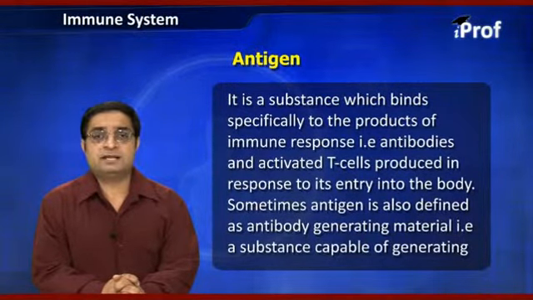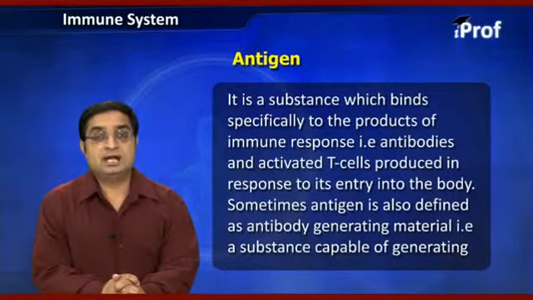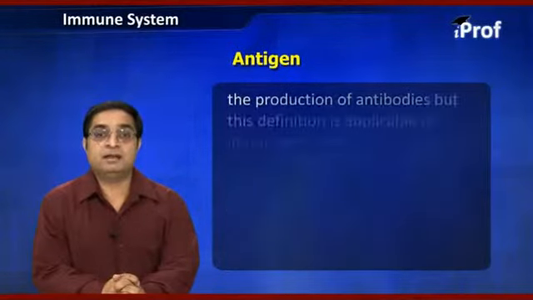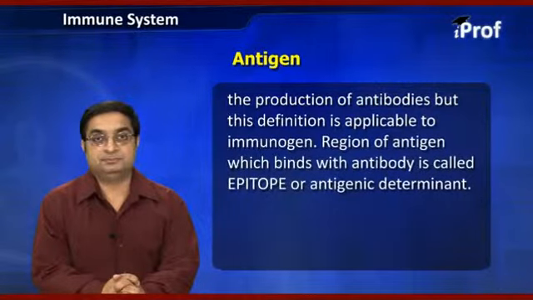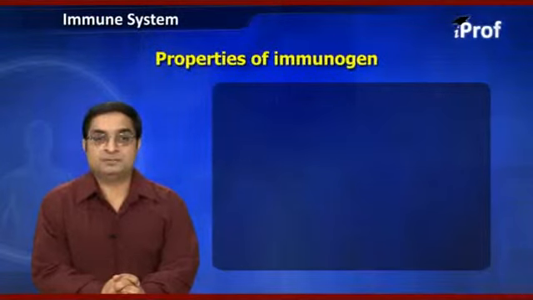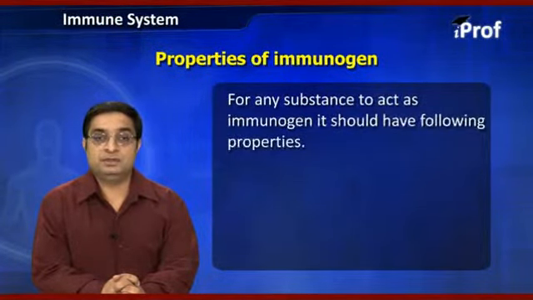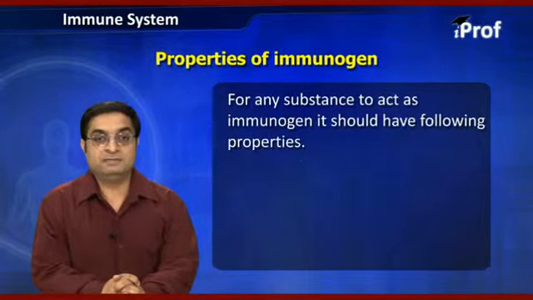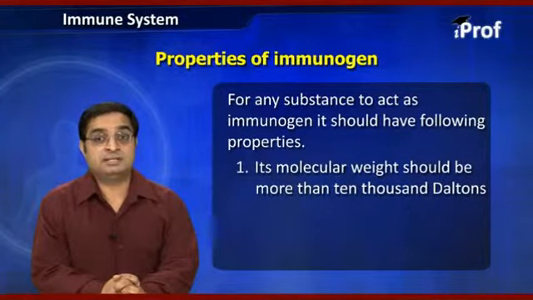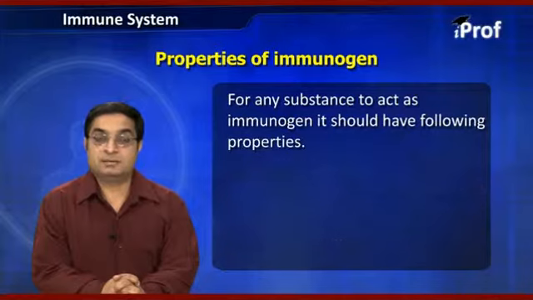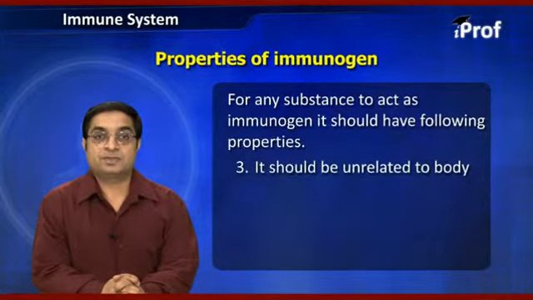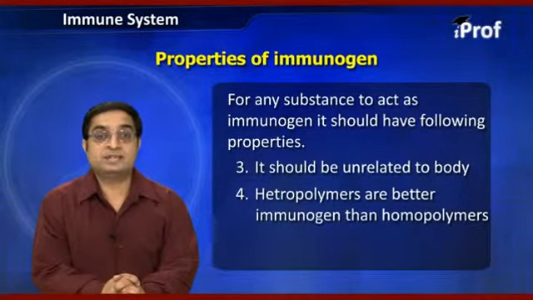Sometimes antigen is also defined as antibody generating material, that is a substance which is capable of generating the production of antibodies. But this definition is actually applicable to immunogen. Region of antigen which binds with antibody is called epitope or antigenic determinant. Let us see the properties of immunogen. For any substance to act as immunogen, it should have the following properties. Number 1, its molecular weight should be more than 10,000 Daltons. Number 2, proteins and polysaccharides are better immunogens than lipids. Number 3, it should be unrelated to the body. And number 4, heteropolymers are better immunogens than homopolymers.